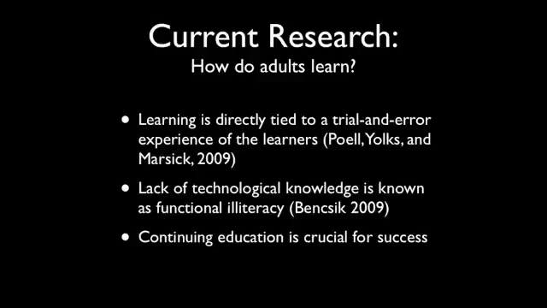Looking at the current research, Pohl, Yolks, and Marsick state that learning is directly tied to a trial and error experience of the learners, which is in many ways more consistent with learning through experience. However, my colleagues were using trial and error and they still weren't successful. Why? The problem is that they suffered from what Benzik calls functional illiteracy, or a lack of technological knowledge. And as I stated before, most of the counselors were digital immigrants, and this seemed to answer why the trial and error approach was having limited results.